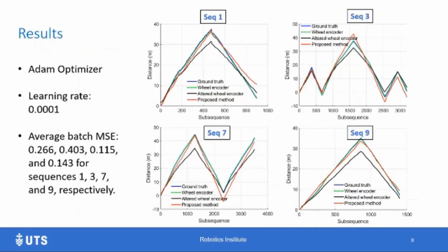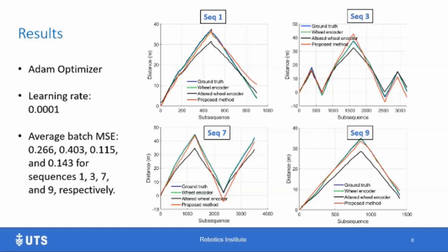So here are some results that we obtained using the CMU dataset and our developed deep learning framework. With a total of 11 sequences of data collected, we used 7 of them as training data, and sequences 1, 3, 7, and 9 were used as testing data. The model was trained using the Adam optimizer and a learning rate of 0.0001. The average batch mean squared error of each test sequence was calculated to be very low, ranging from 0.115 to 0.403. This proves that the model is performing really well.